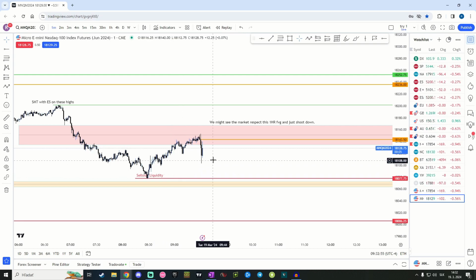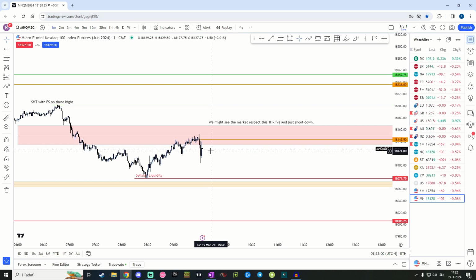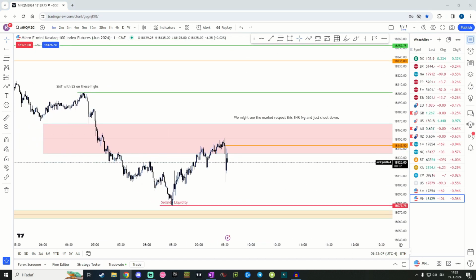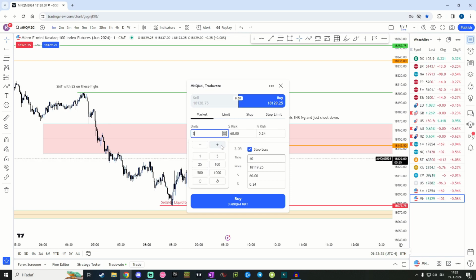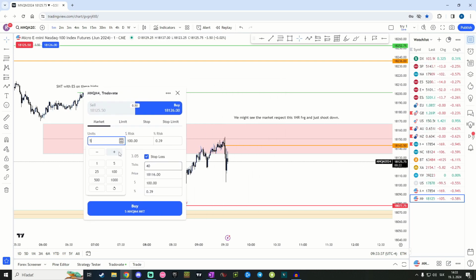There might be a fair value gap. It's already created. I'm not sure if I want to take it. But I'm thinking that I can try it if there is a SMT with ES. We'll need the market to go a bit lower. I think it will run without me. I was too hesitant.